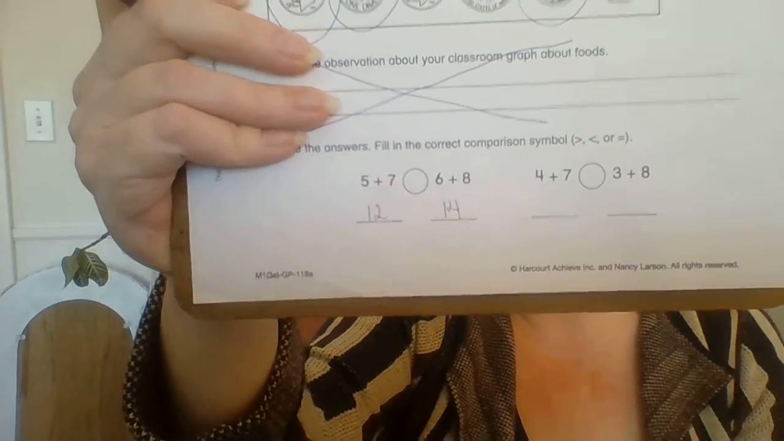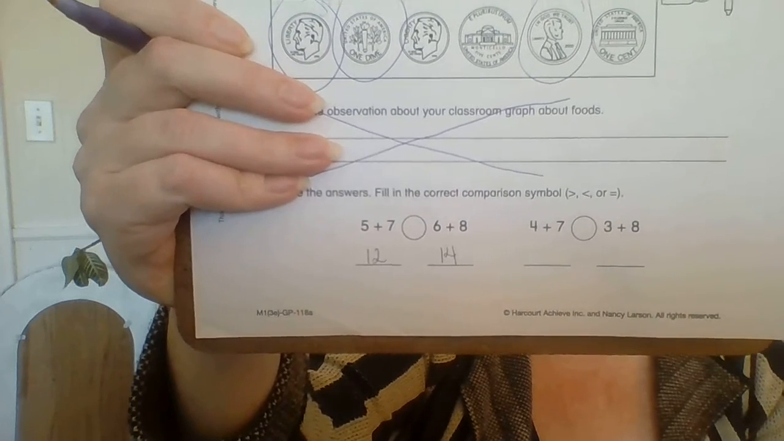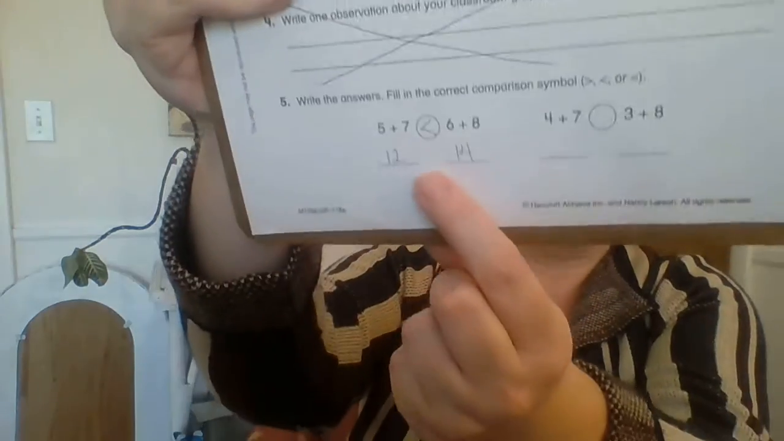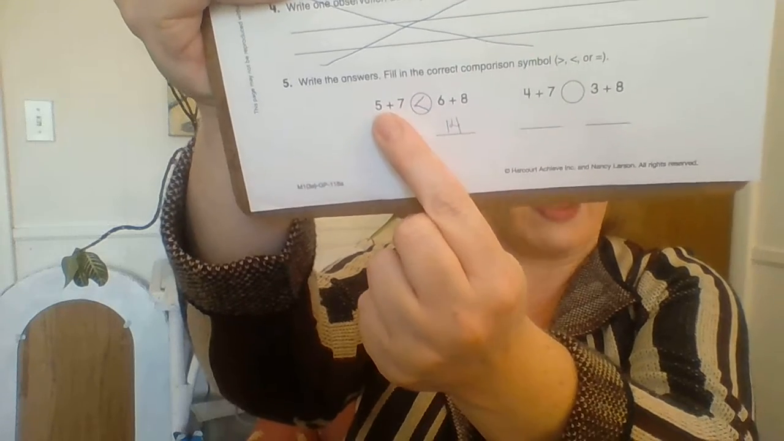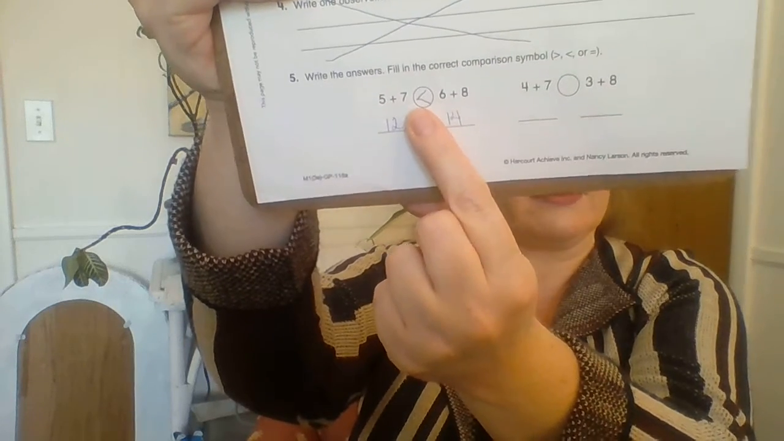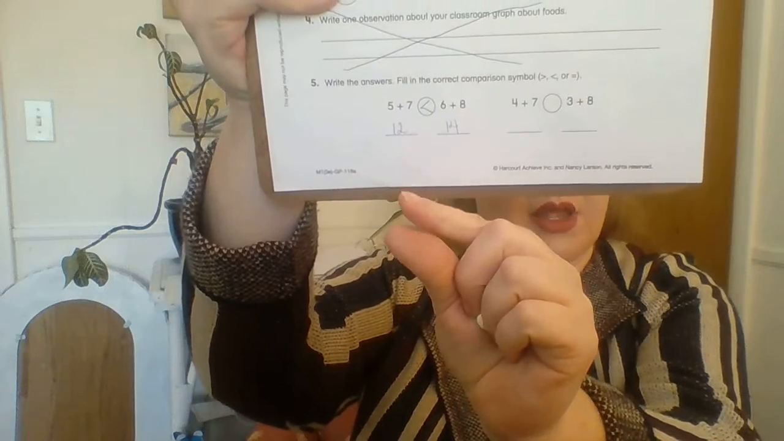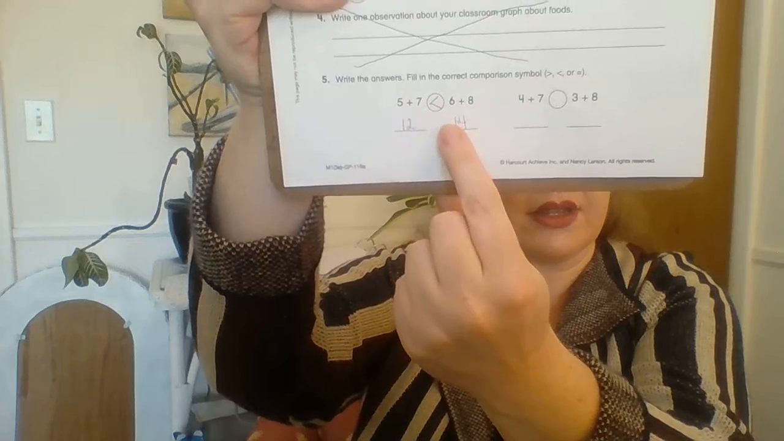All right, so if you are the hungry, hungry alligator, which one are you going to want to eat? The 14, right? So we're going to make it so that that alligator has his mouth open great big wide toward 6 plus 8 because 6 plus 8 equals 14. So 5 plus 7 is less than 6 plus 8 because 12 is less than 14. Okay? Less than means it's a smaller number. Okay? Because the alligator wants to eat that bigger number.